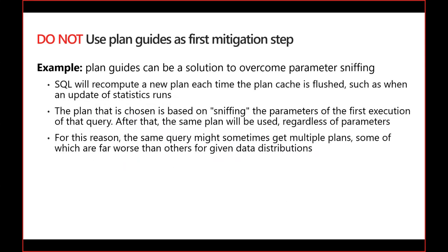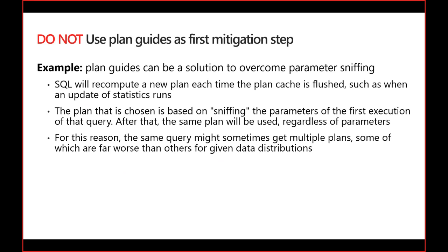So let's go back to the plan guide. Here I highlight one example, which is also an example you should all be aware of. It could be, for example, that we use parameterized queries, and a solution could be to use a plan guide to overcome parameter sniffing. SQL will recompute a new plan each time the plan cache is flushed, for example when a statistics update run is done.